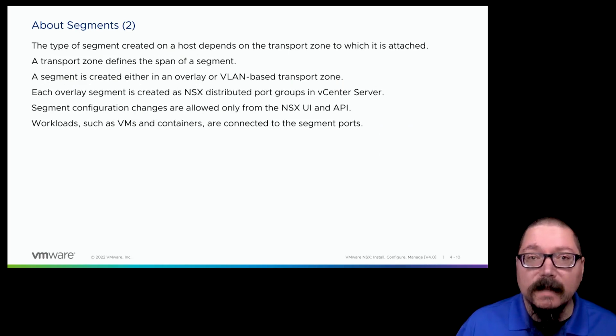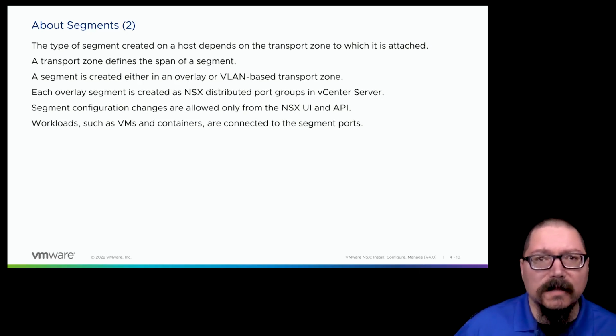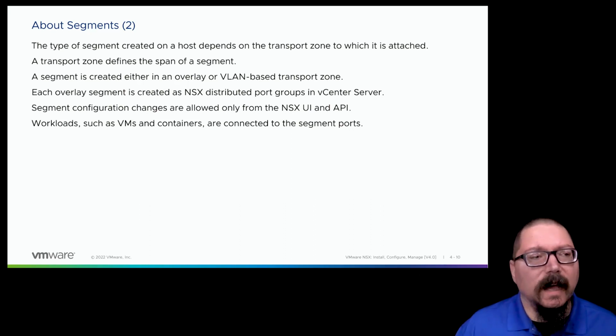Now, segments can be VLAN segments. They can be overlay segments. So this is where I said, a segment is similar in some ways to a VLAN. Well, it can actually provide access to a VLAN. We're going to use VLAN-backed segments primarily in our routing, so we'll talk more about those when we get into logical routing. That's a future video. But most of what we're looking at is going to be an overlay segment.